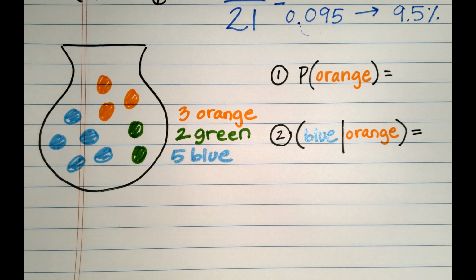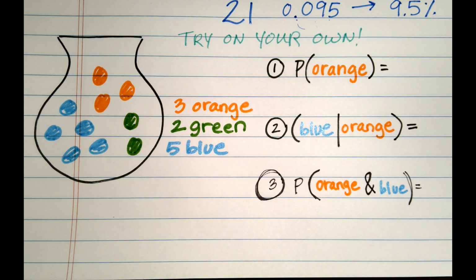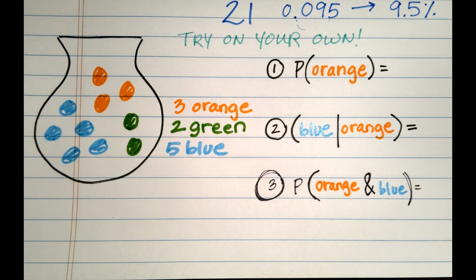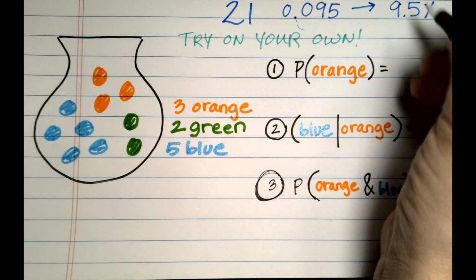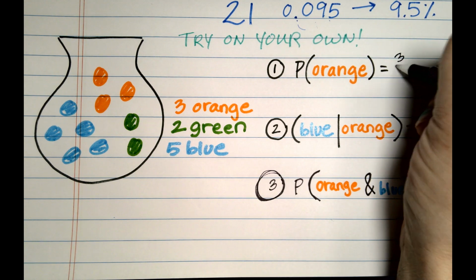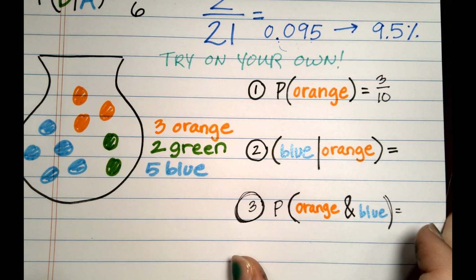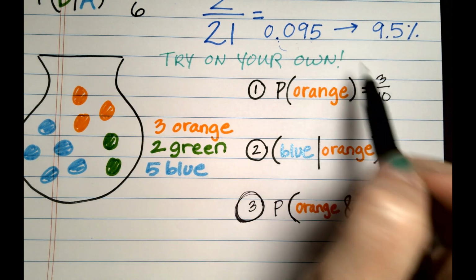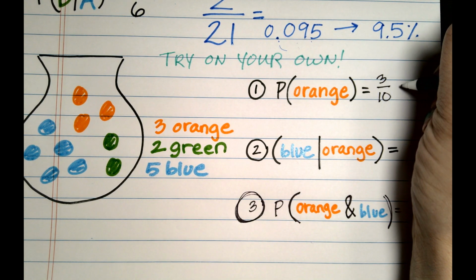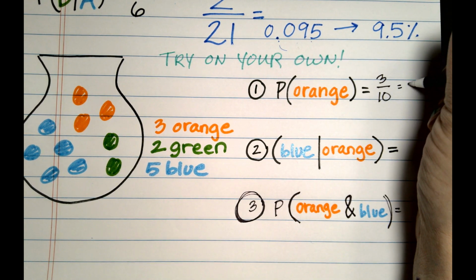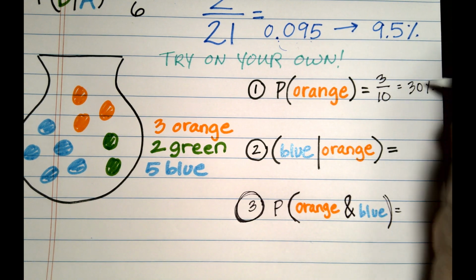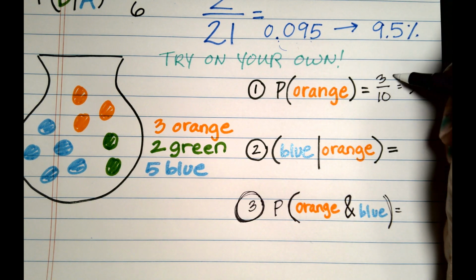So, what is the probability of drawing an orange marble? 3 out of 10. Yes, 3 out of 10. There are 10 marbles total, and there's 3 orange. So, there's 3 chances to get an orange marble. That would also be 30%, although we just need the fraction for now, so that's good.